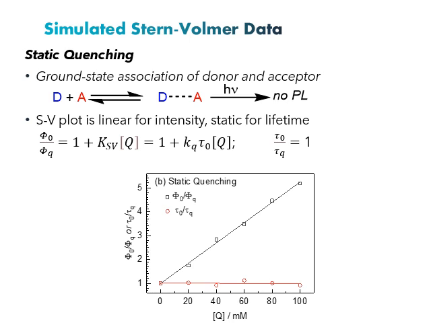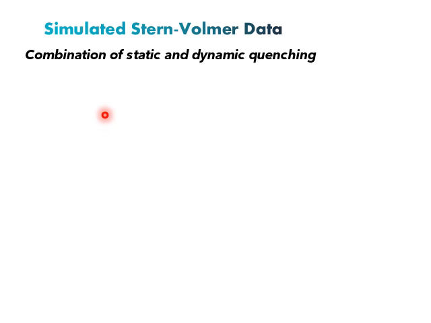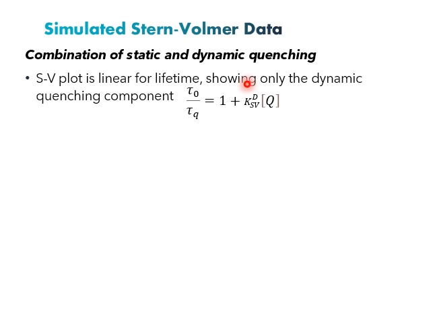And then the last possibility that I'll talk about here is where you have both of them occurring in the same process. So basically, the donor and the acceptor can associate in the ground state, and that quenches at some level, but then there can also be a dynamic component where if you excite the donor, it can also diffuse to the acceptor and quench following excitation. So in this situation, for the lifetime-based Stern-Volmer plot, you're only going to report on the dynamic quenching when you're measuring the lifetime. So you will see the normal linear relationship, and you will be able to extract a Stern-Volmer constant that is associated specifically with the dynamic quenching component.